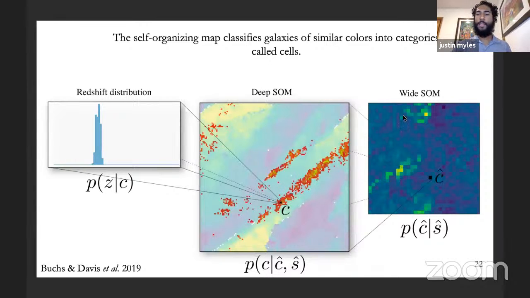And at any given wide SOM cell, we have the P of C hat given S hat, the occupation, and then we also know the probability of a galaxy assigned to each deep cell landing in that C hat cell, because we've injected those galaxies into the image simulations, and for each deep SOM cell, we know the P of Z. So we just tie these terms together in this way.